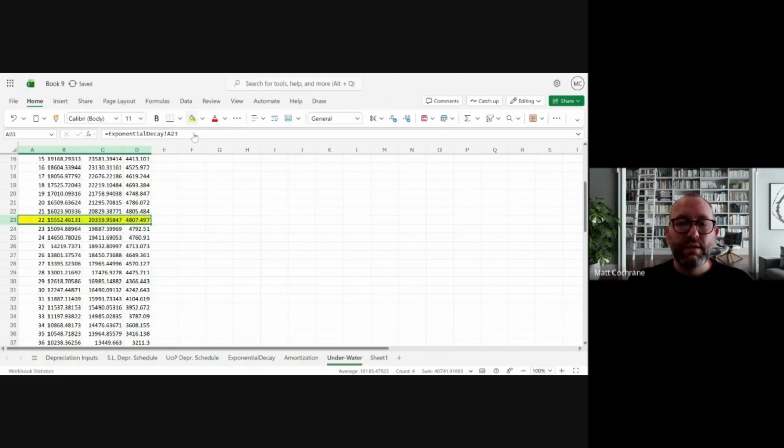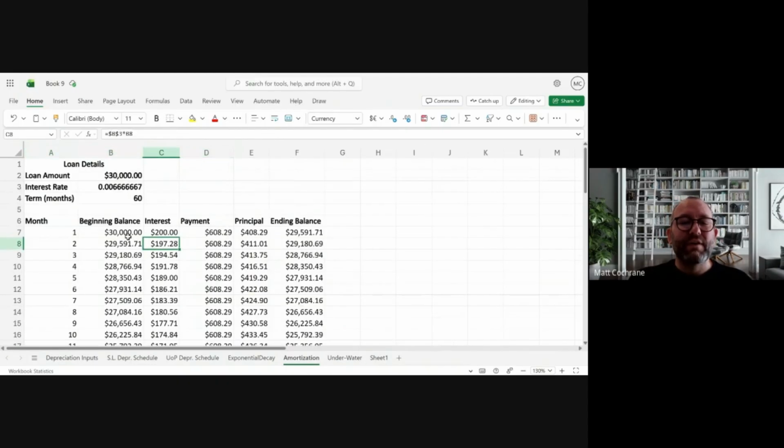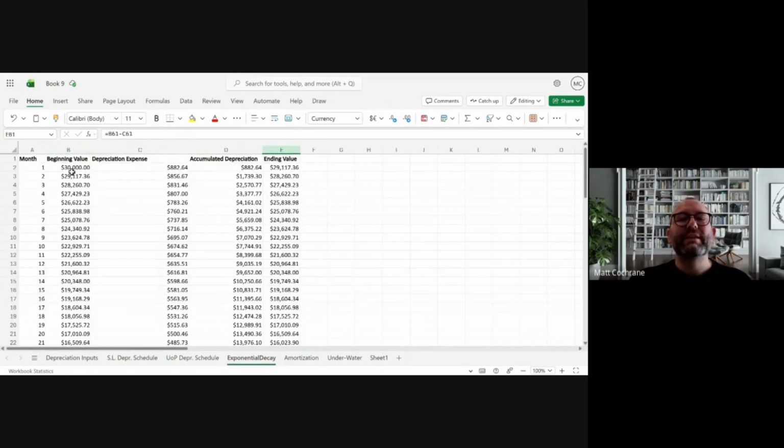Okay. So 4807. So at month 22, that is the worst case scenario under the assumption that you have a loan for 30,000 at 8% annual percentage rate, 60 months, and you're using the exponential formula to be able to depreciate the asset in a more realistic way than straight line or units of production.